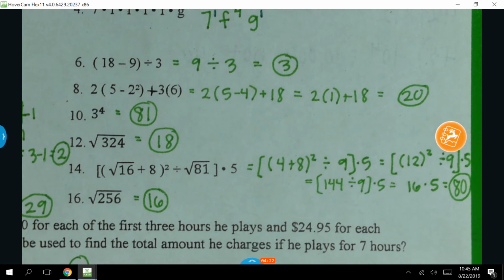Number 12 should be 18. Number 14, you should have gotten 80. So there's quite a few steps there as well. Do we have any questions about that one?